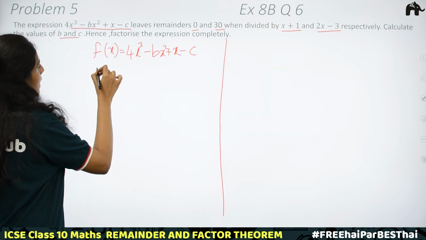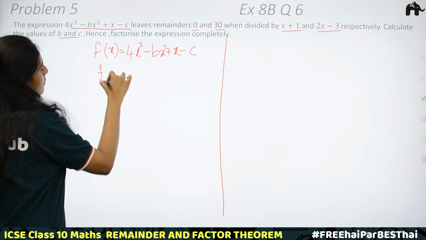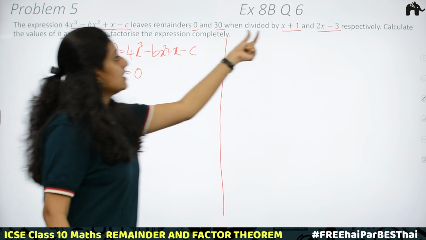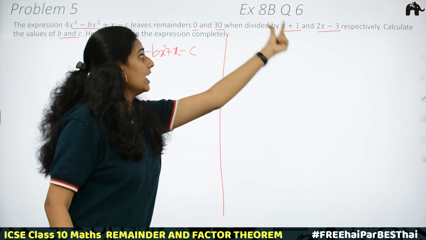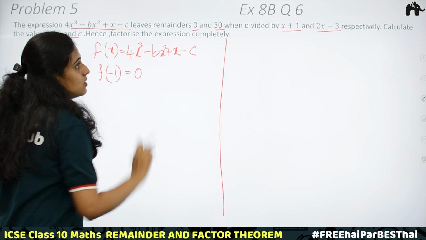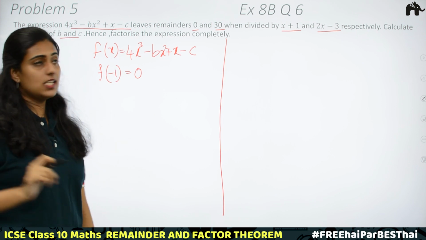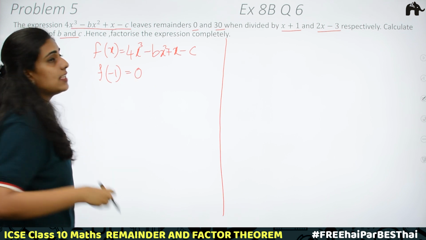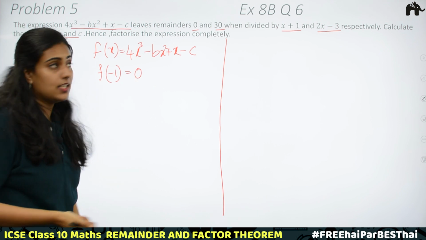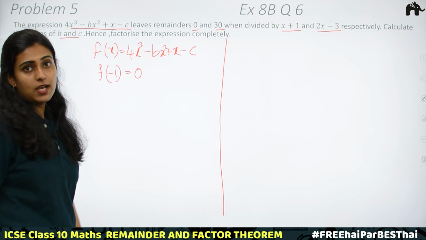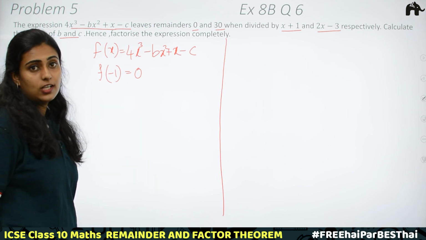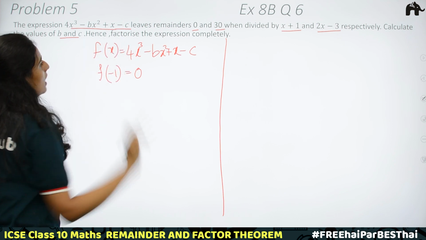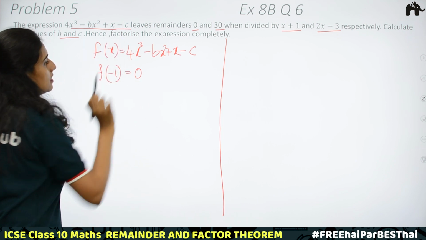Okay, that is f of minus 1 will be equal to 0. If it is divided by x plus 1, from x plus 1 we will be getting x is equal to minus 1. When f of minus 1 is determined, we will be getting it 0 because f of a is the remainder. Here it is f of minus 1. f of minus 1 should be equal to 0. Now, let's substitute minus 1 in the expression. We will be getting 0 then.